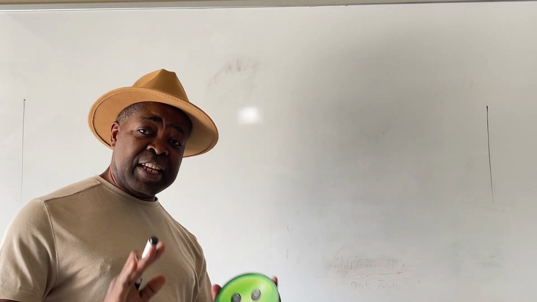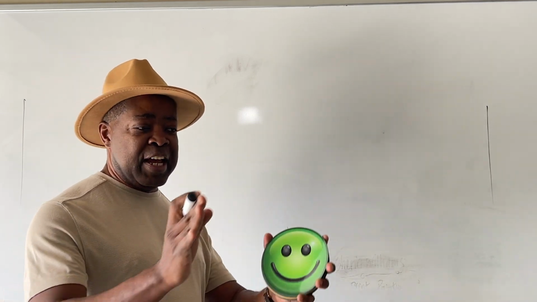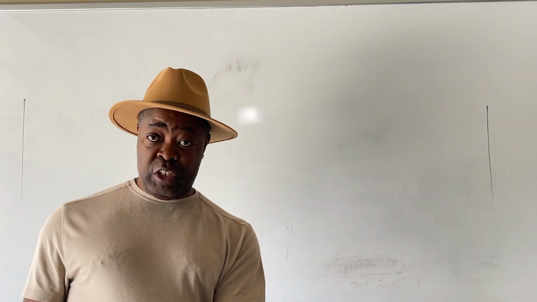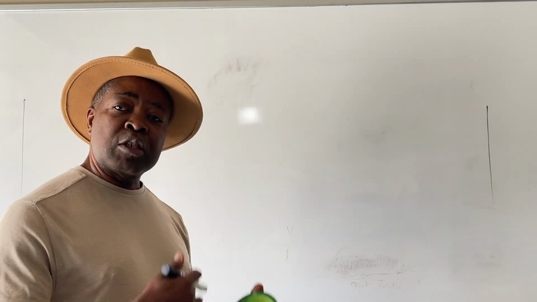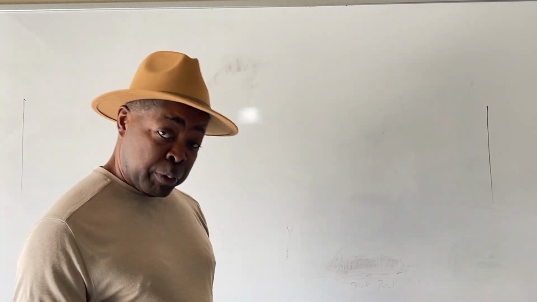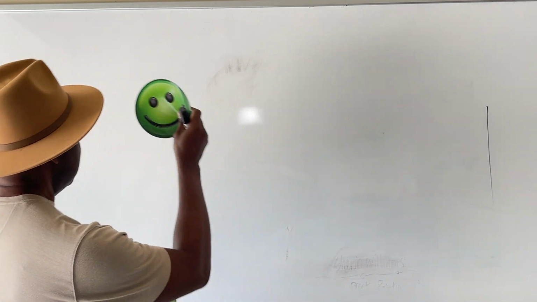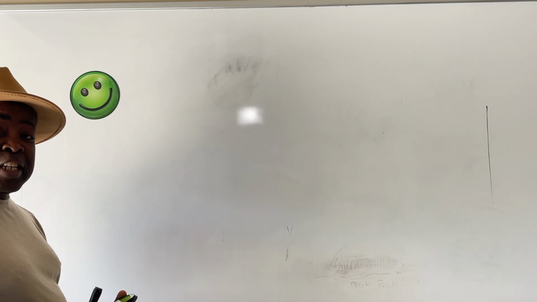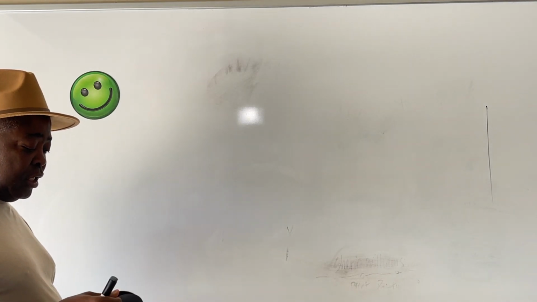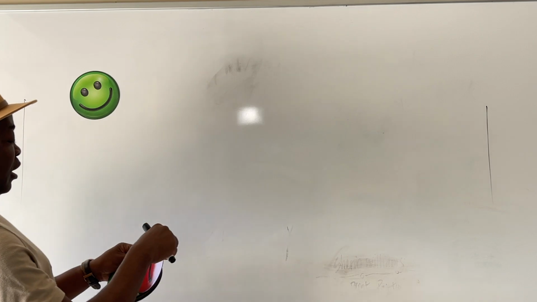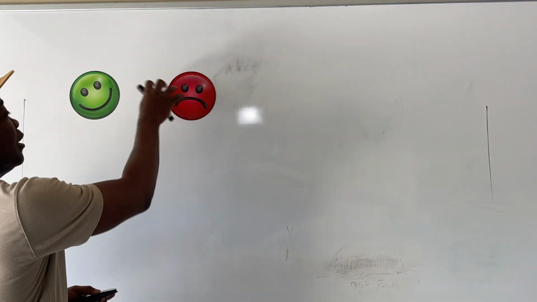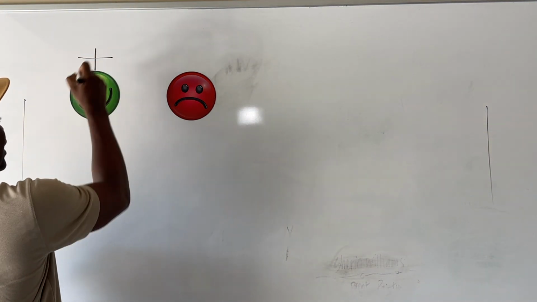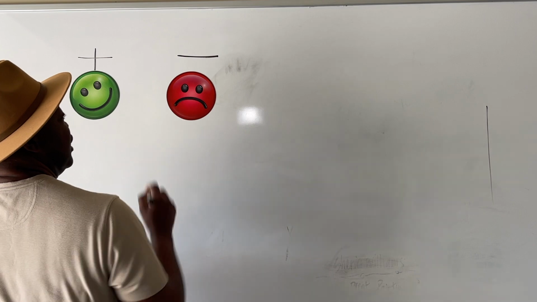We have two different sets of rules, whether we are in addition and subtraction or multiplication and division. Let's review the rules for addition and subtraction. Suppose this smiley face is the sign for addition, and this guy here is the sign for subtraction. This is addition, this is subtraction.